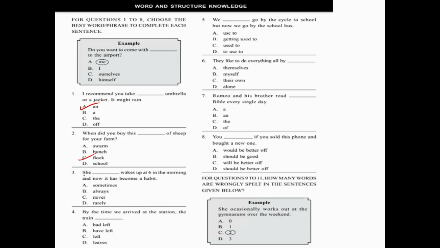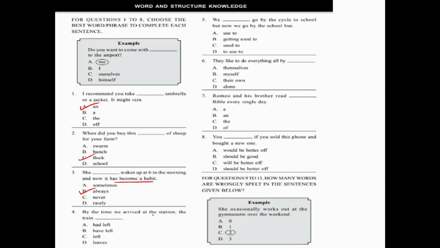Now, she dash wakes up at 6 in the morning and now it has become a habit. When something has become a habit, it must be happening on a regular basis, right? So that is repeating almost every day. The correct word that we have to use over here is, she always wakes up at 6 in the morning and now it has become a habit. Option B is our correct answer here.